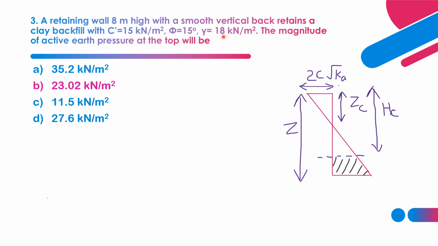Let's see how to calculate that. Option B is the correct one, 23.02 kilonewton per meter square.